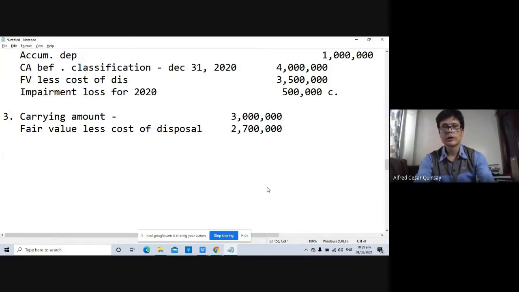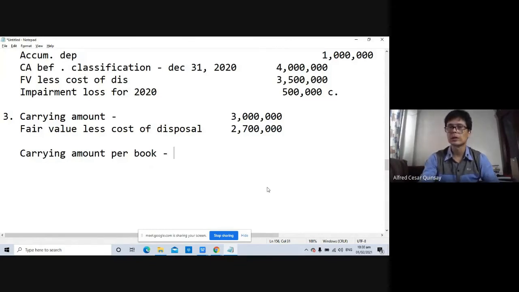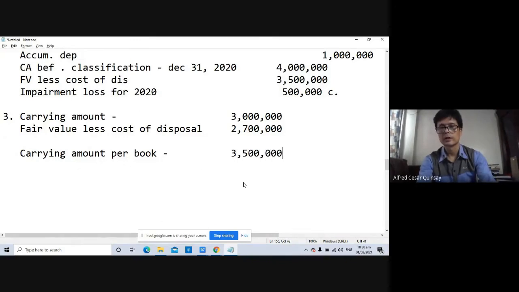Okay, now magkano yung carrying amount per book? No? Carrying amount per book or yung recoverable value, no? Okay. So magkano to? 'Di ba na-compute natin kanina 3.5 million? Kasi yun na yung ito yun, no? Okay. So yun yun, no? Yan. So carrying amount per book is 3.5 million. Okay, yan.